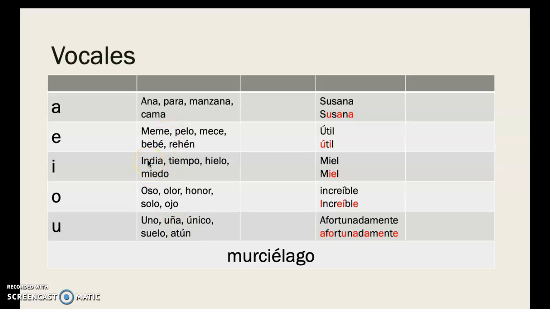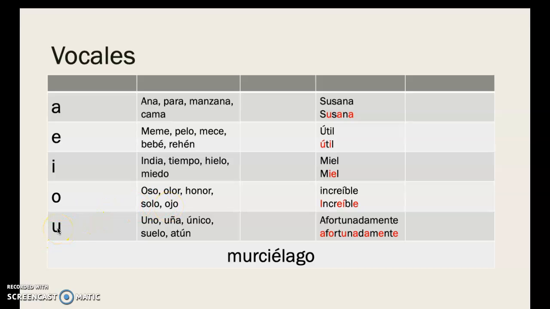Here, the English version, India is the country, tiempo is time, hielo, ice, miedo, fear. Then for O, oso, it's the animal, bear, olor, smell, honor, it's the same in English, solo means just or alone, it depends. Ojo is the eye.